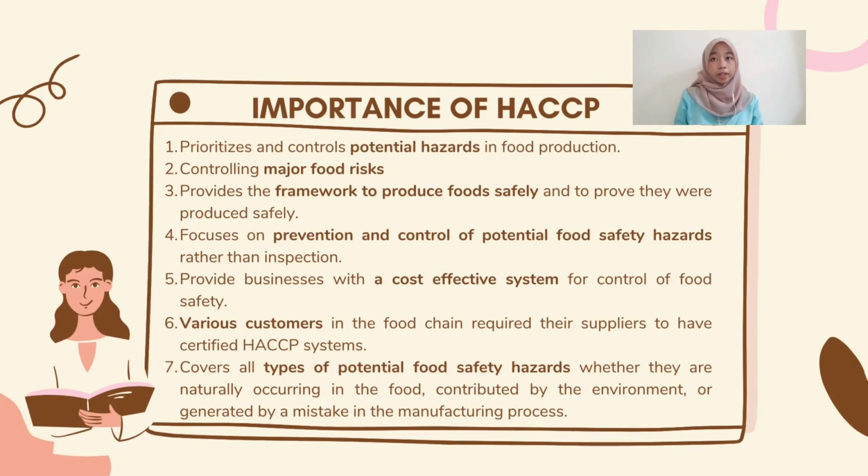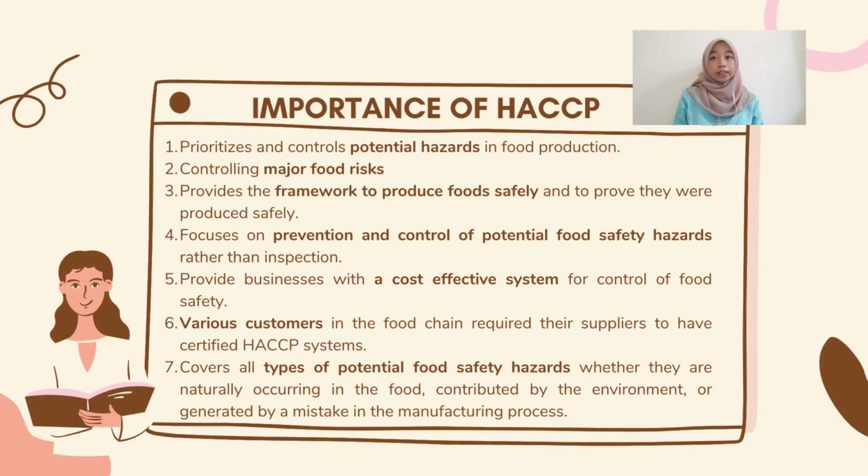Okay, the first one, it can prioritize and control potential hazards in food production. Next, it can control major food risks such as microbiological, chemical, and physical contaminants. Not only that, HACCP also can provide the framework to produce food safely and to prove they were produced safely.